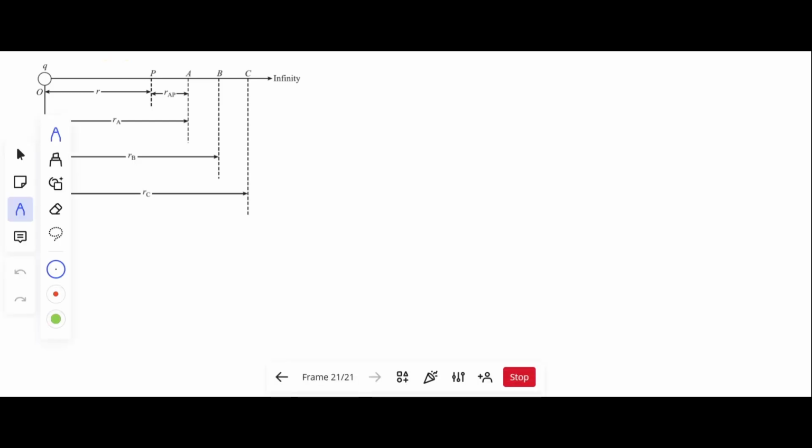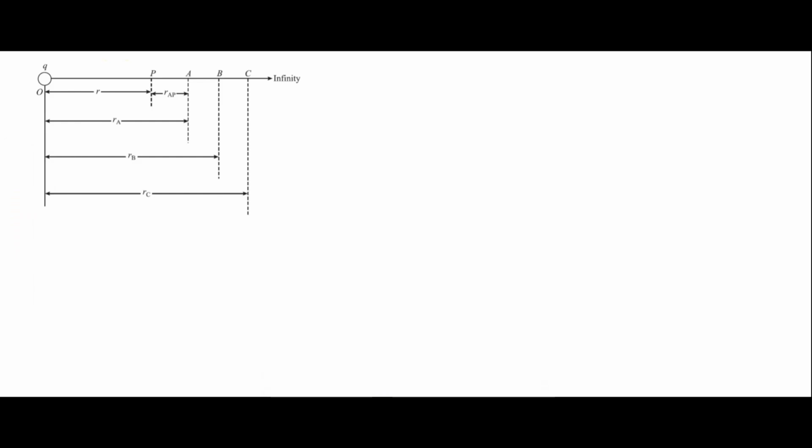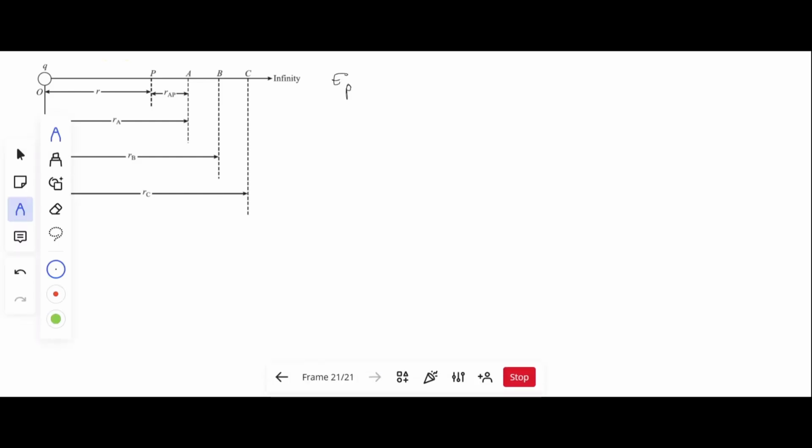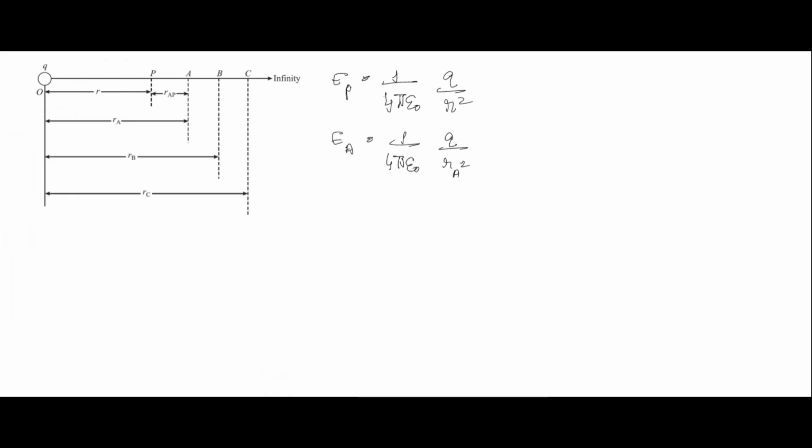The electric field EP at the point P due to charge Q is given by EP is equal to 1 by 4 pi epsilon naught Q by R square. Similarly, the electric field at point A can be written as 1 by 4 pi epsilon naught Q by RA square. If points P and A are very close, the average field EAP between these points can be taken as the geometric mean of EP and EA.